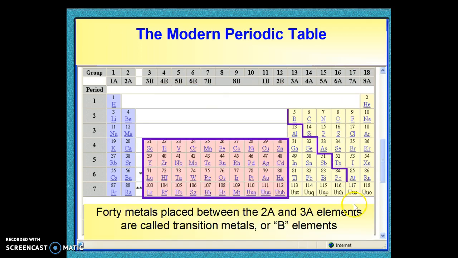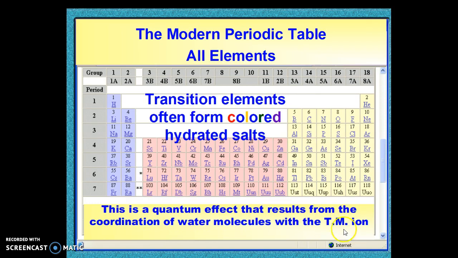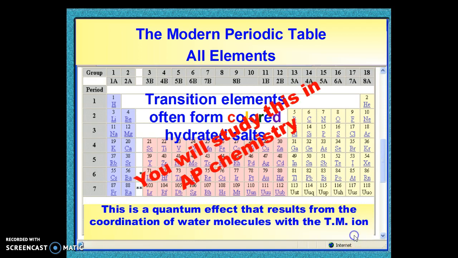We also have the transition metals that are in the middle. We will talk about them quite a bit this year, and especially in AP chemistry. The transition metals often form colored hydrated salts when they are ionized. This is a quantum effect you'll study in AP chemistry.